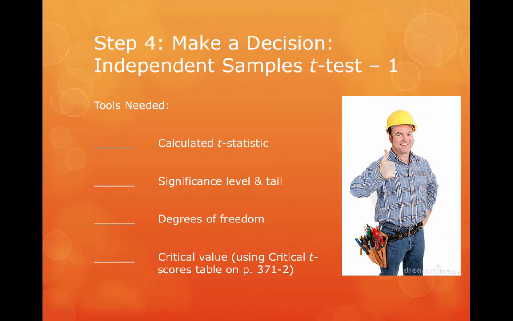So now that we have our test statistic, we can move on to step 4, which is making a decision. And with making a decision, there are going to be certain tools that we're going to need, specifically 4 tools in order for us to actually make our decision. The first tool is our actual test statistic, in this case, our t-tests, and we've done that already in step 3. So our first tool we have, t is equal to negative 2.75, we've got that. Our second tool, we need to determine our significance level and the tails that we're testing.